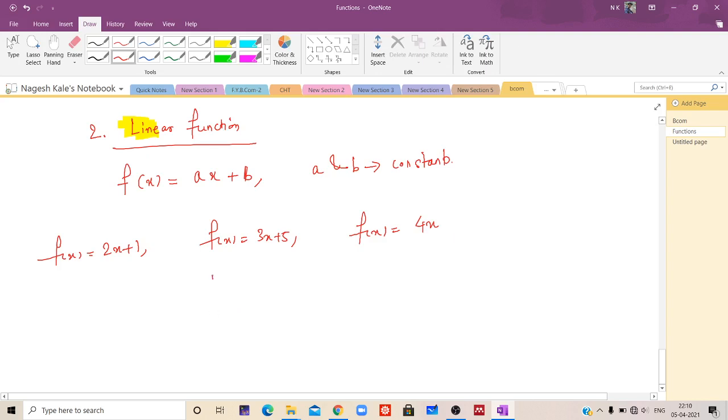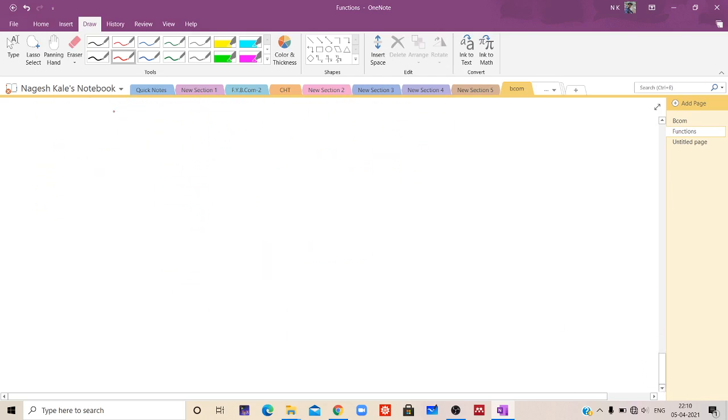And what is the graph of such a function? The graph of the function is a line. That line may be anyhow, it may pass through the origin, it may make some intercepts with the x and y axes. So this kind of graph can be plotted for the linear function. After talking about the linear function, let's talk about the third type, that is the power function.